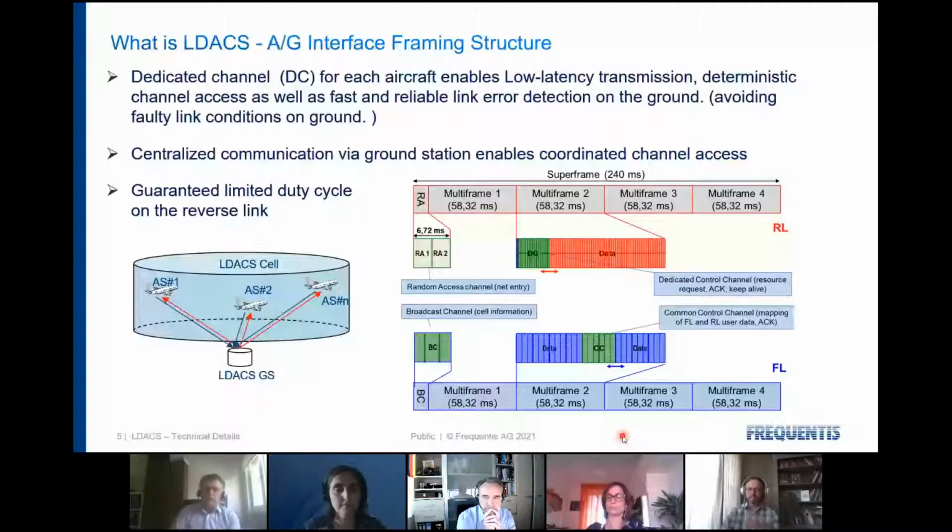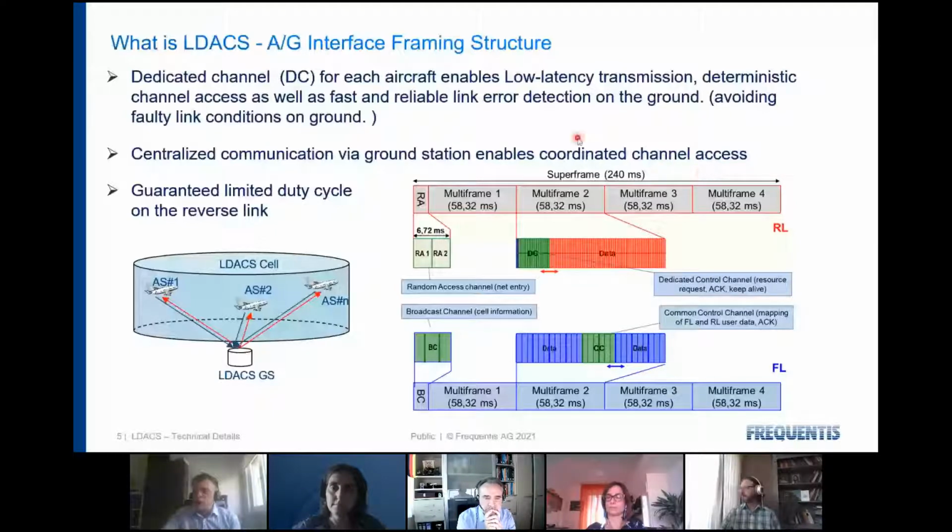The LDACS framing structure is shown on the right. On the bottom, you see the forward link, that means from the ground to the aircraft. It consists of the broadcast channel, which is mainly responsible for distributing the cell information, and it's needed for cell entry and cell exit. Then the remaining part is subdivided in 4 multiframes. And on the reverse link from the aircraft to the ground, you see the random access channels. They have 2 opportunities and also 4 multiframes.